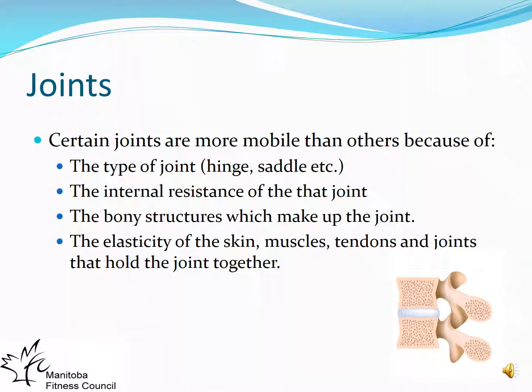The other things will be internal resistance of the joint. So sometimes the joint capsule itself limits movement. You could be limited by the bony structures which make up the joint. So that's a perfect example is that elbow joint again, that you cannot straighten it beyond a certain amount. As well as joint movement is going to be limited by the elasticity of your skin, your muscles, your tendons, your ligaments, and structures that will hold the joint together.